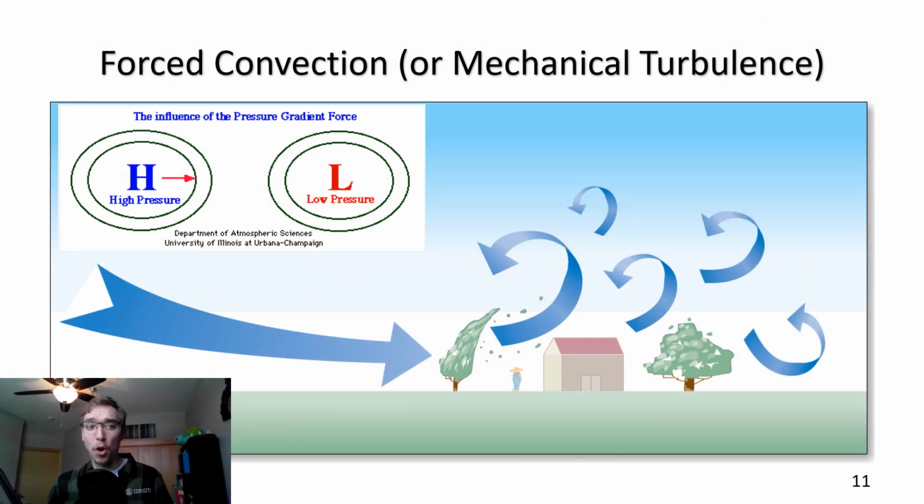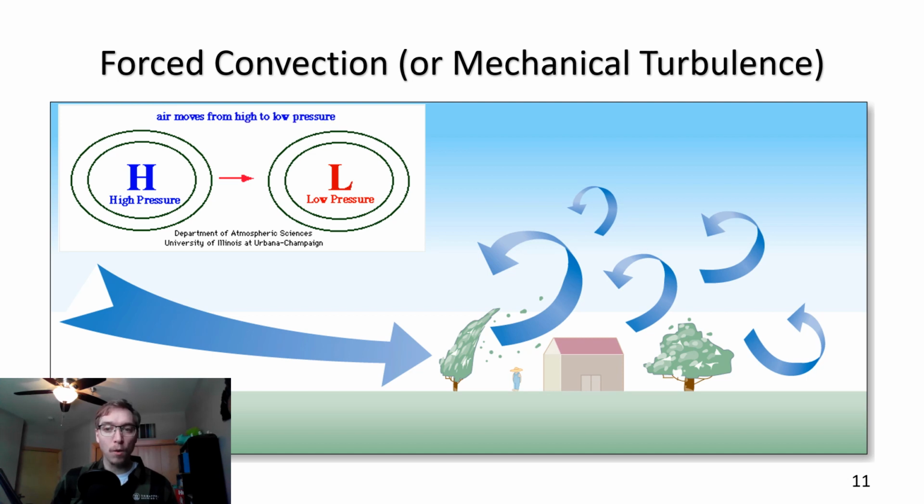Forced convection, or what we call mechanical turbulence. So we may recall hearing, I've been mentioning a couple times now, that the driver of wind across our planet is differential pressure. So air in high pressure zones is going to move towards air in low pressure zones due to what we call the pressure gradient force. We see that in that little GIF up in the top left of our image here. This exchange can lead to forced convection, which we also refer to as mechanical turbulence.